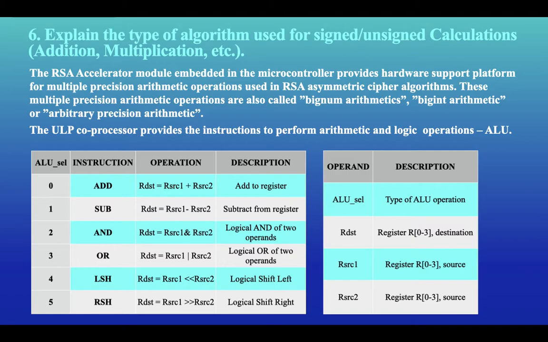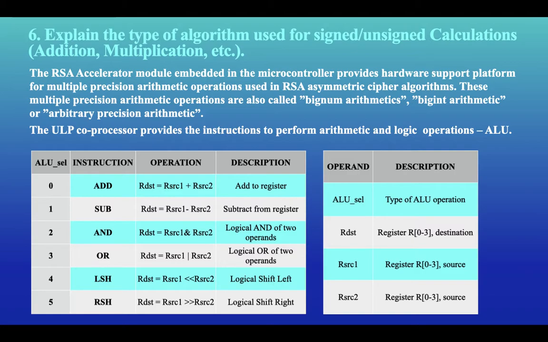Explain the type of algorithm used for signed, unsigned calculations. The ALU, arithmetic and logic unit, performs arithmetic and logic operations on values stored in ULP coprocessor registers and on immediate values stored in the instruction itself. Arithmetic includes ADD and SUB, logic includes AND and OR, bit shifting includes LSH and RSH. Moving data to register is MOVE. Stage count register manipulation is STAGE_RST, STAGE_INC, and STAGE_DEC.